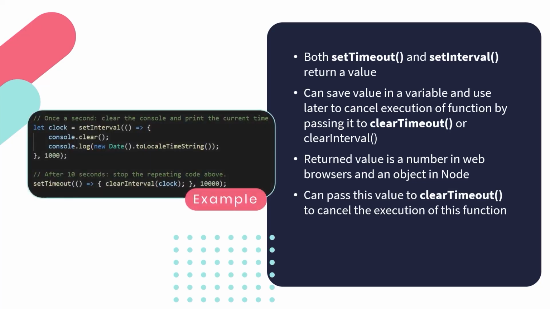Now, this example demonstrates the use of setTimeout, setInterval, and clearInterval to display a simple digital clock with the console API. At the beginning, the program will clear the console and print the current time once a second. Then the last line means after 10 seconds, stop the repeating code above.